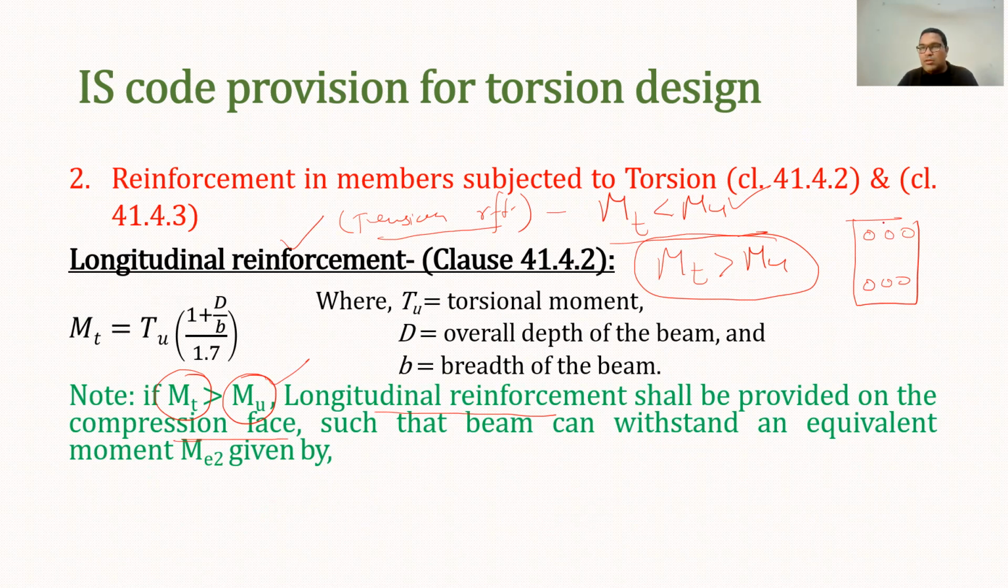Now, for how much moment do we need to provide this reinforcement? For that, it will be known as ME2. ME2 is nothing but the difference of MT and MU. Only in this case, if MT is more than MU, then how much more is it than MU? That is the difference, ME2. So ME2 can be calculated as the difference of MT and MU.